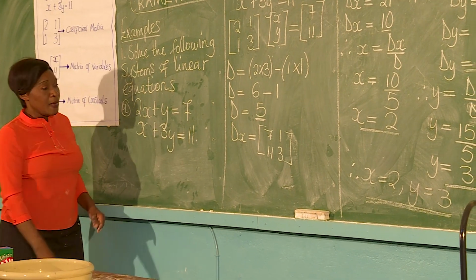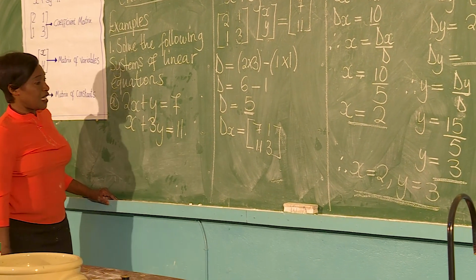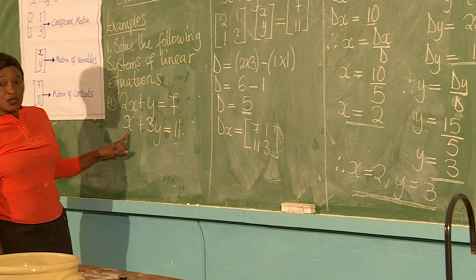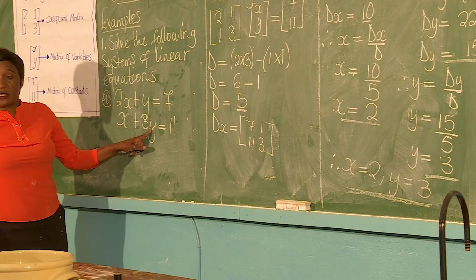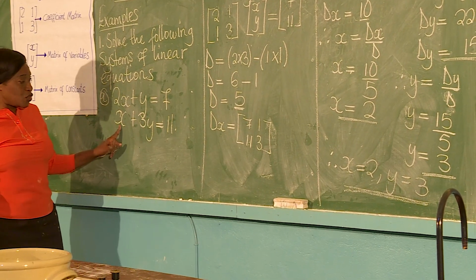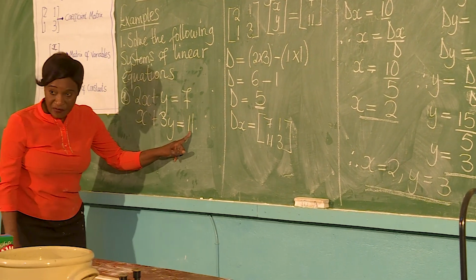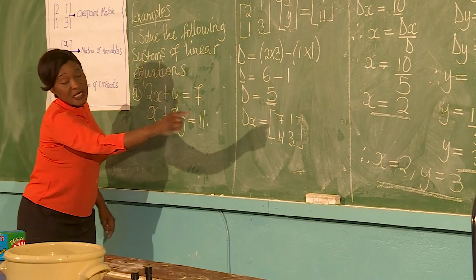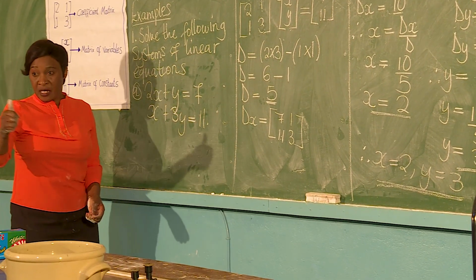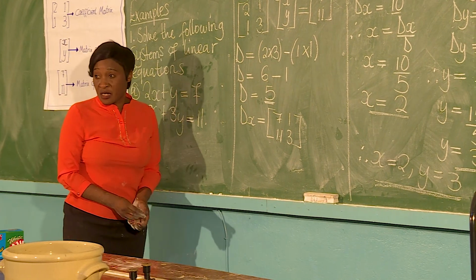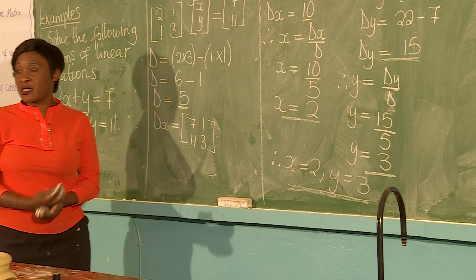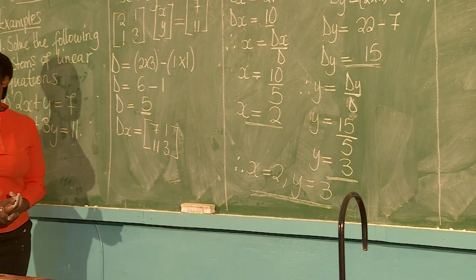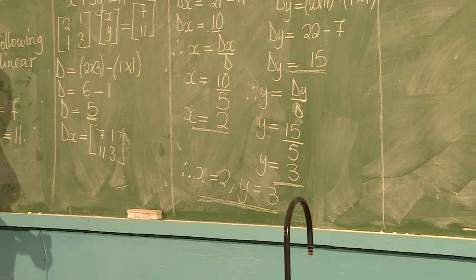Are we clear? Then let's substitute the other one. X here is what? 2. And then plus 2 multiplied by the y there. 3 times 3 is what? 9. So 9 plus the 2? 11. Then it means our values for x and y are correct. It's very straightforward, isn't it? All right. Any questions before I move to the next example? No questions, you are clear?